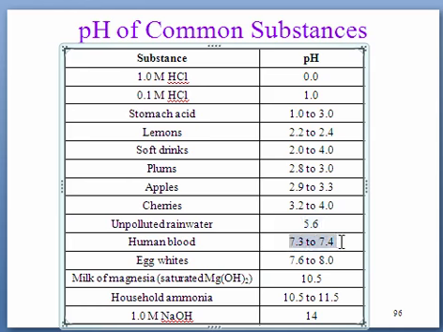Blood is a little bit basic, as are egg whites. These are one of the few foods that are actually basic. Milk of magnesia, 10.5. Household ammonia, 10.5 to 11.5. And then lye or sodium hydroxide drain cleaner would be in this range as well. This 1 molar sodium hydroxide, which is drain cleaner, would have a pH of about 14.